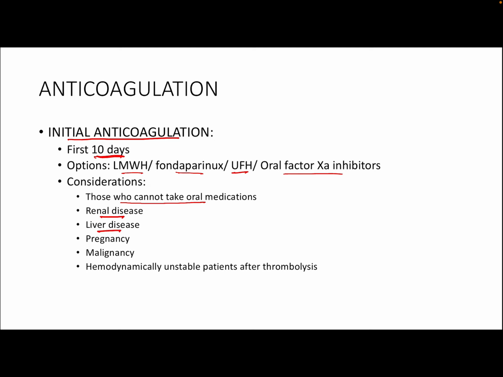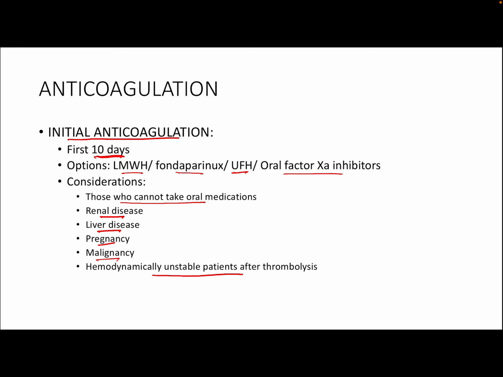Patients with liver disease. People with liver disease with coagulopathy, in those patients we prefer low molecular weight heparin. Then pregnancy, again we prefer heparin in pregnancy, not the DOACs, because they haven't been studied much in pregnancy. In case of malignancy, we prefer low molecular weight heparins again and not the DOACs, because DOACs are actually associated with malignancy associated bleeding risks, so we go for heparin. And hemodynamically unstable patients, like after thrombolysis, in those patients we prefer IV unfractionated heparin actually.